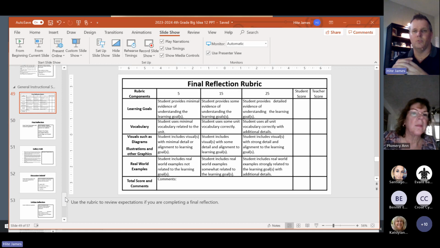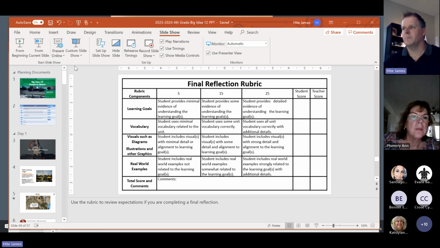Or a one pager. Some will do a one pager at the end of the unit as a final reflection, which I love. I love the one pagers because it brings in lots of different creative elements for the students to do.